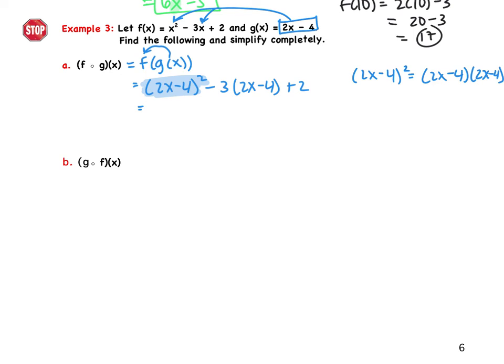In part B, this is g of f of x. So in this case, f is going into g. If you need a review, or if you need a little help, you might want to go back and rewatch example 2.